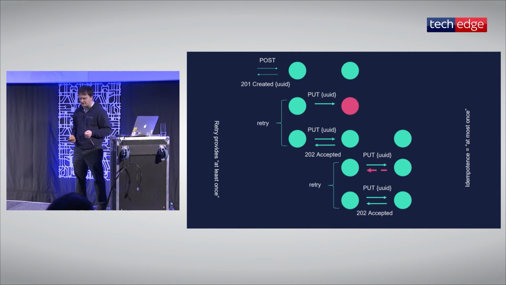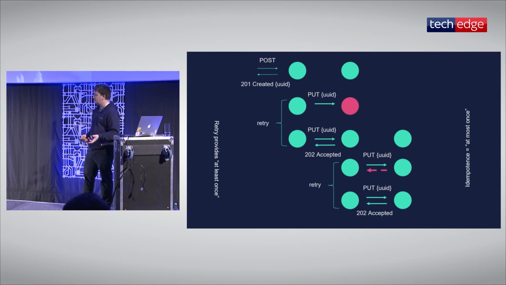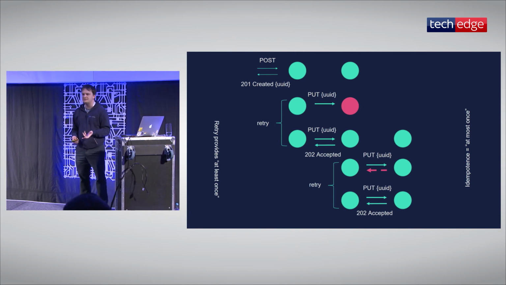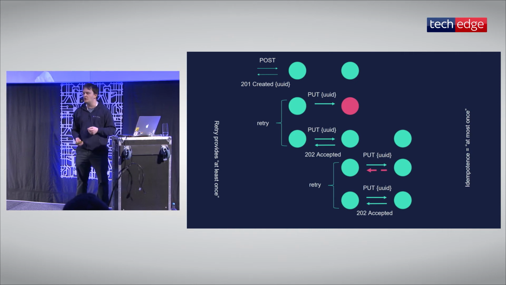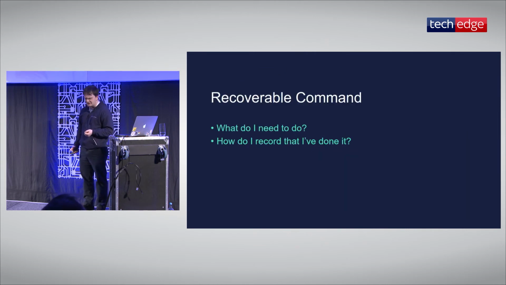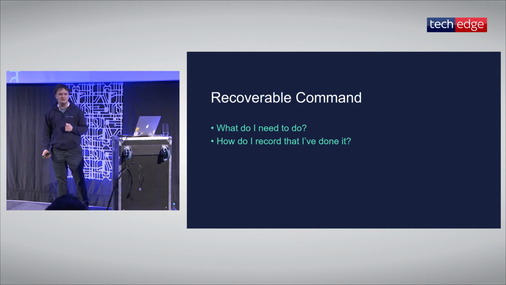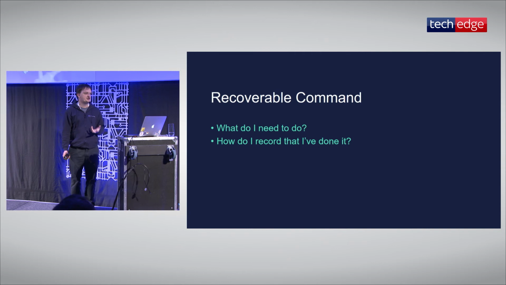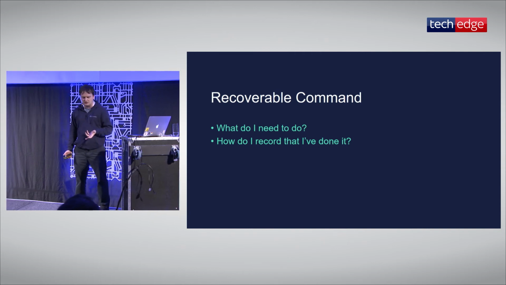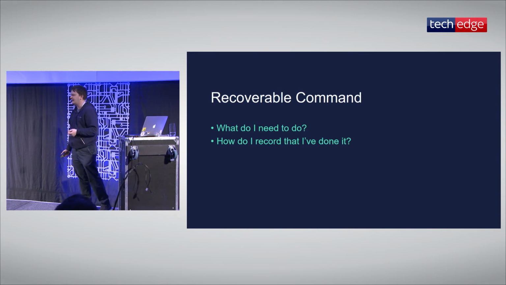Now, this being a software engineering track, I need to show some code. So I'm going to show you the code which we use to implement this. And it's actually quite simple. There are only two things we need to implement this, an interface and an abstract class. The first one is called recoverable command. Recoverable command is an instruction. It says, what do I need to do, and how do I record that I have done it? Those are the two questions it asks.